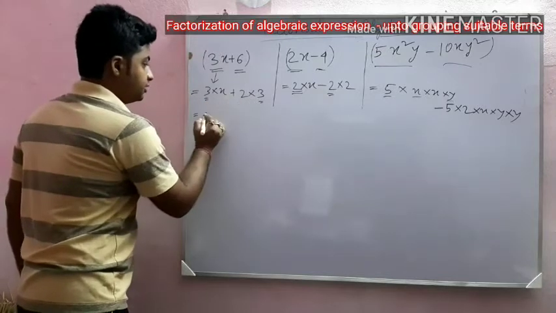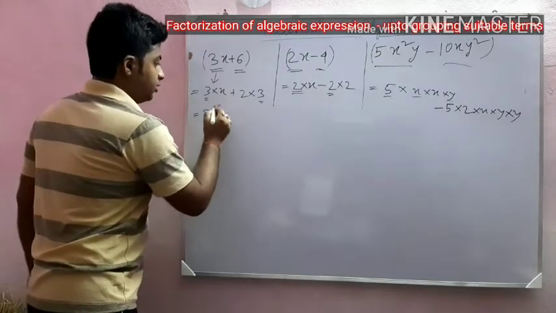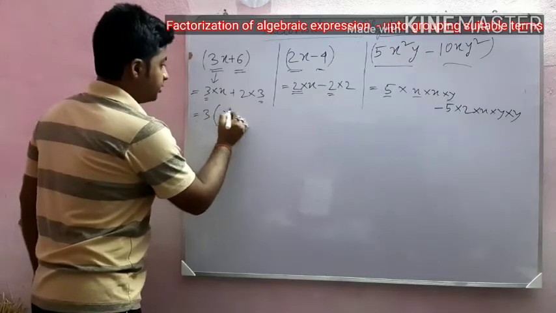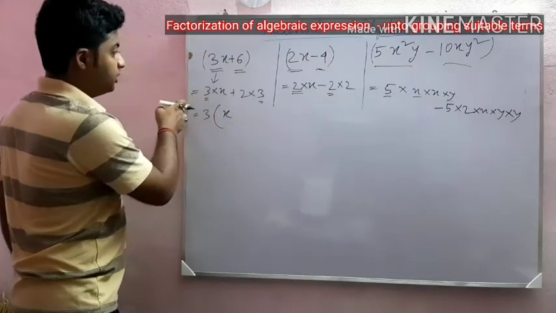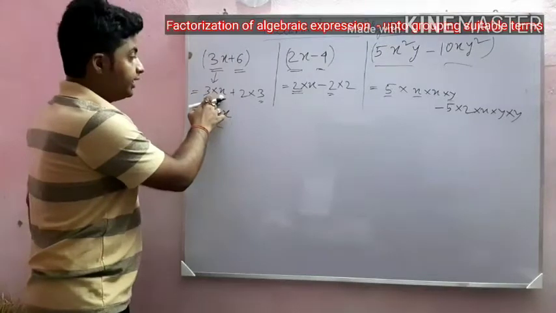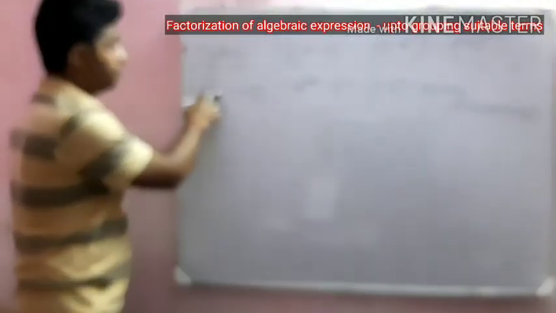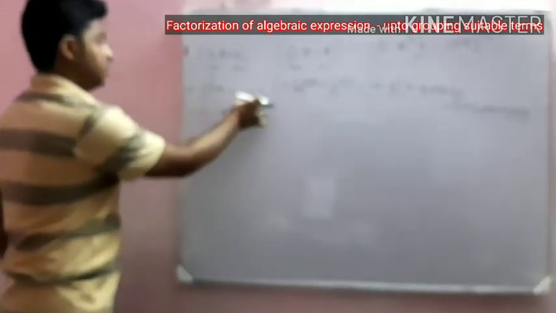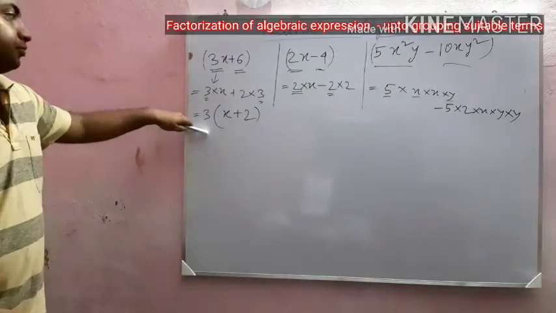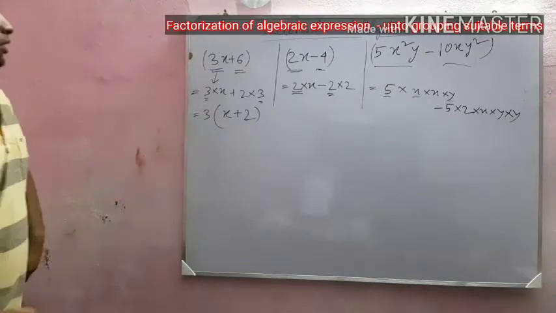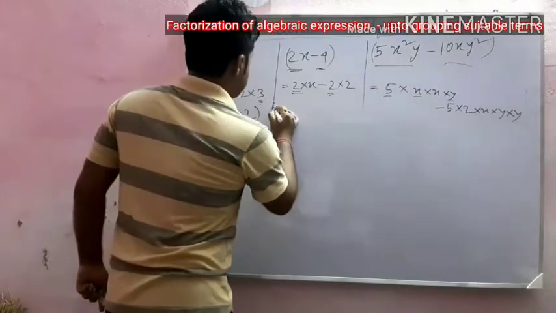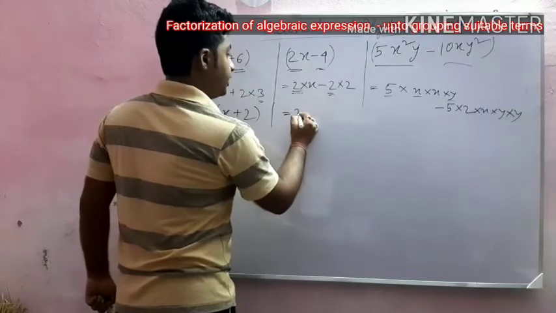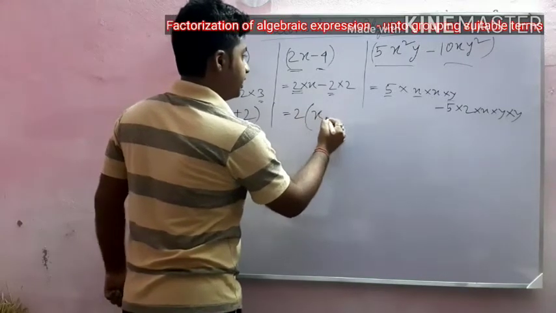The common term here is 3, and open a bracket and write. If we take 3 from here, there will be remaining x. Only one term will be remaining, x, and here if we take 3 out of this part, there will be remaining 2. So this is the factorization of this expression. Okay. For this one, the common term is 2. Take 2 outside and open the bracket. Then write x.